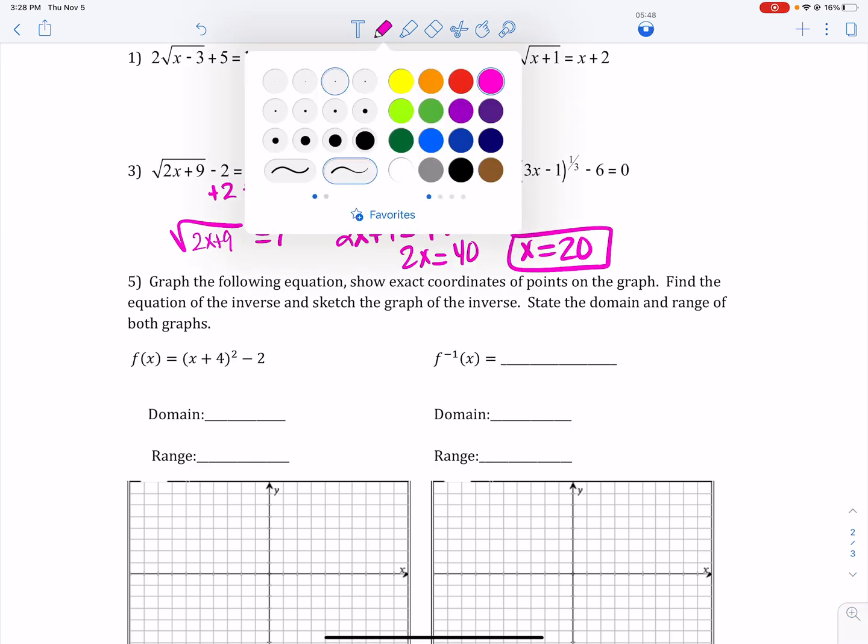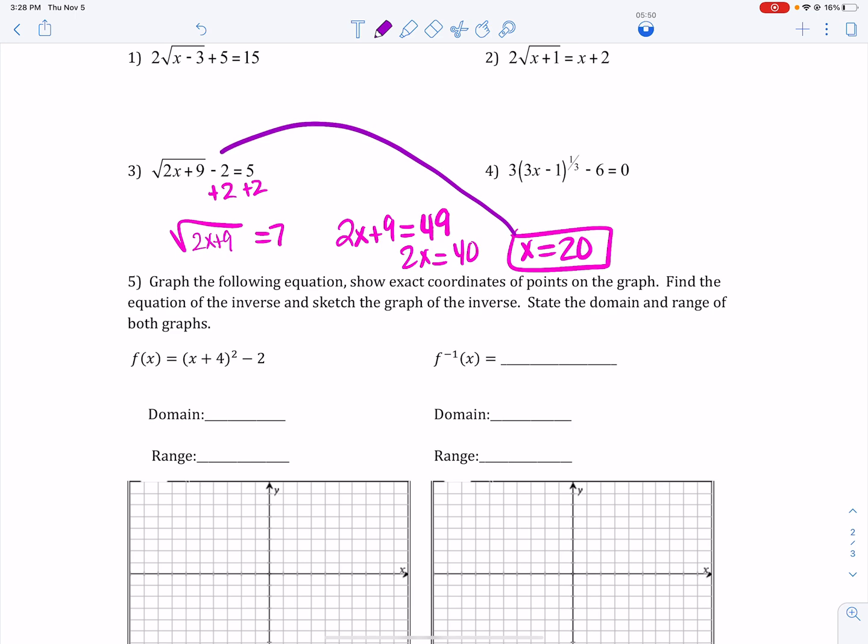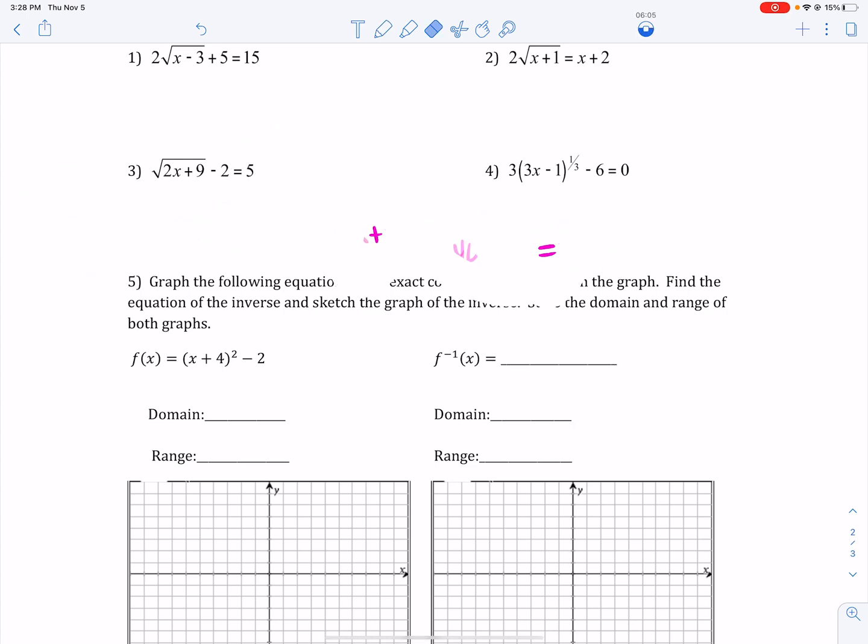Now, it is a square root to start with, so you must check it. So if I put 20 in there, that would be 40 plus 9 is 49, minus 2. So that's 7 minus 2, which is 5, which is what I started with. So this one, the answer is 20. It is not extraneous.